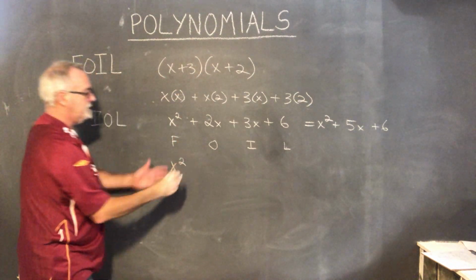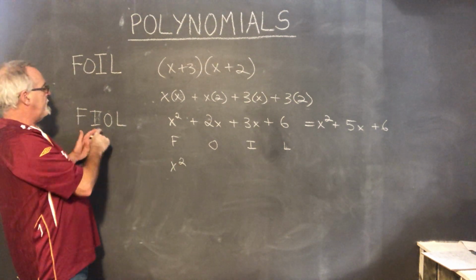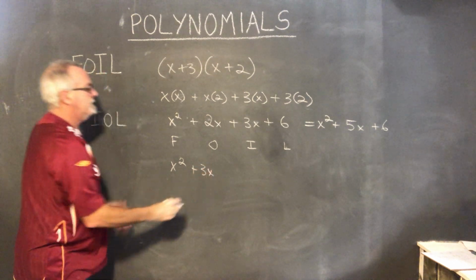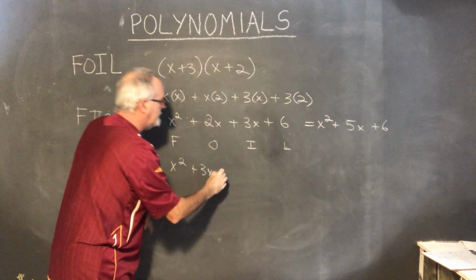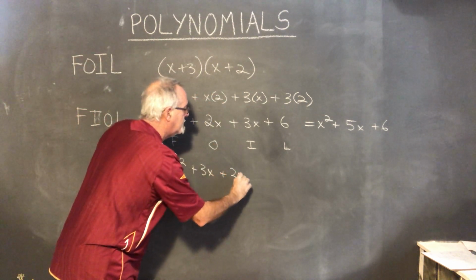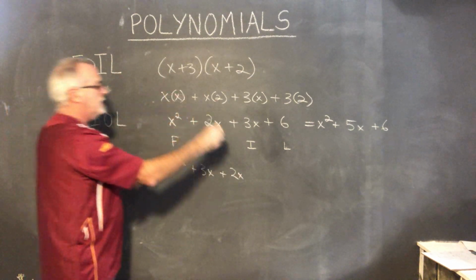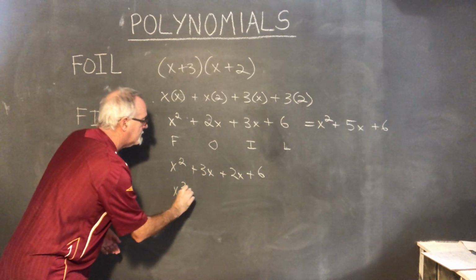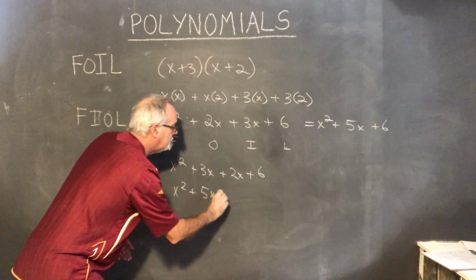I'll just write the answer. X times x, x squared. And then I, the inside times, that's the 3 times x, which gives 3x. And then the O, the outsides, that's the x times 2, which gives me 2x. And then the last times last, 3 times 2, that gives me 6. And when I combine the similar terms, I still get x squared plus 5x plus 6.